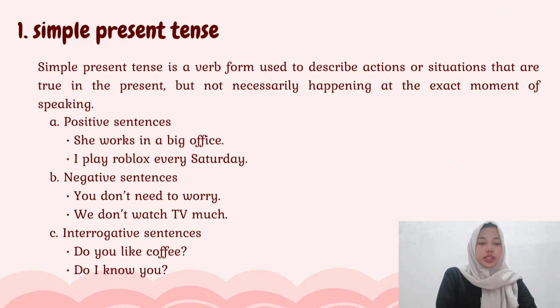First, simple present tense. Simple present tense is a verb form used to describe action or situation that are true in the present, but not necessarily happening at the exact moment of speaking. For example, in positive sentence, we have she worked in a big office, or I play Roblox every Saturday. And in negative sentence, we have you don't need to worry, or we don't watch TV much. And in interrogative sentence, we have do you like coffee, or do I know you?